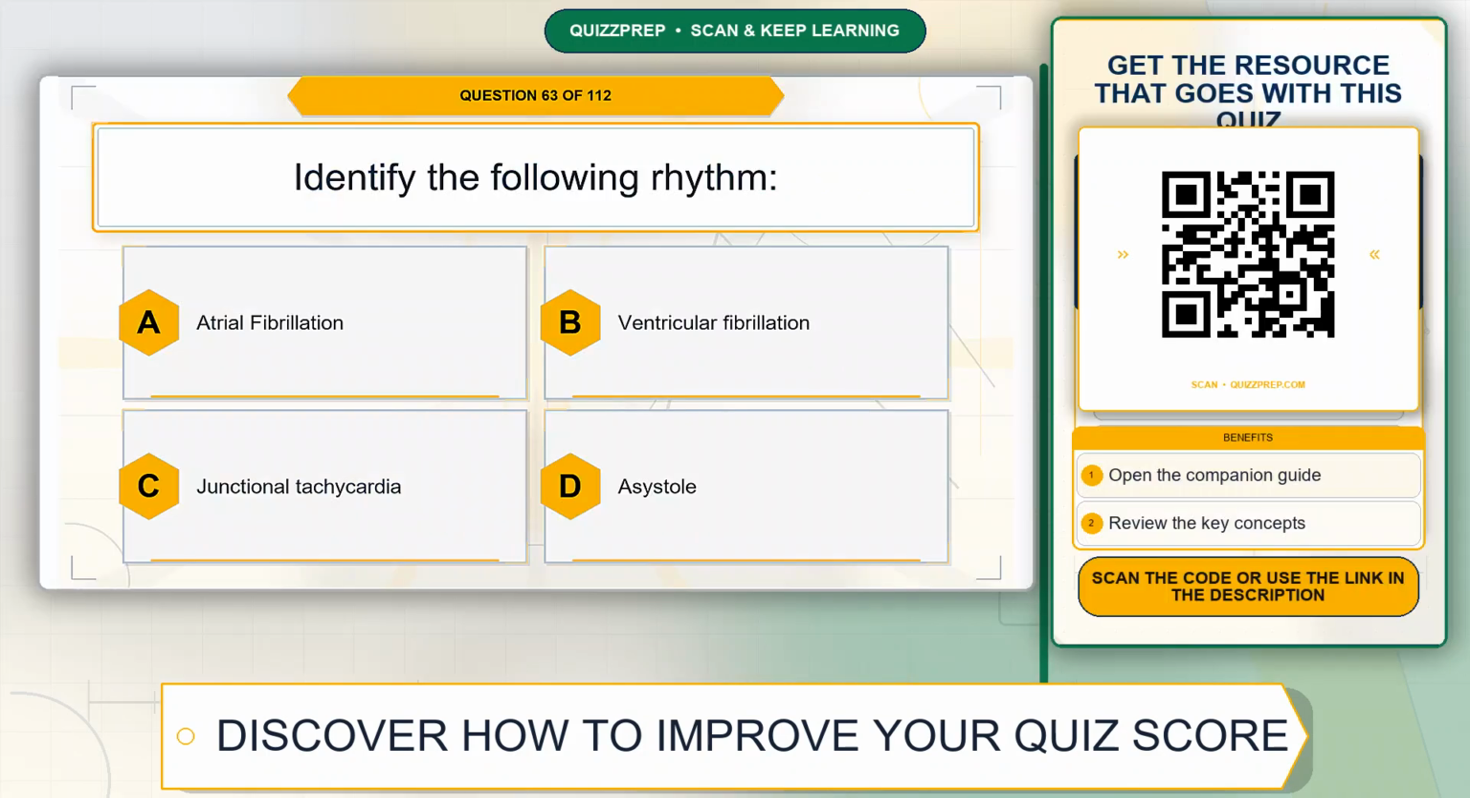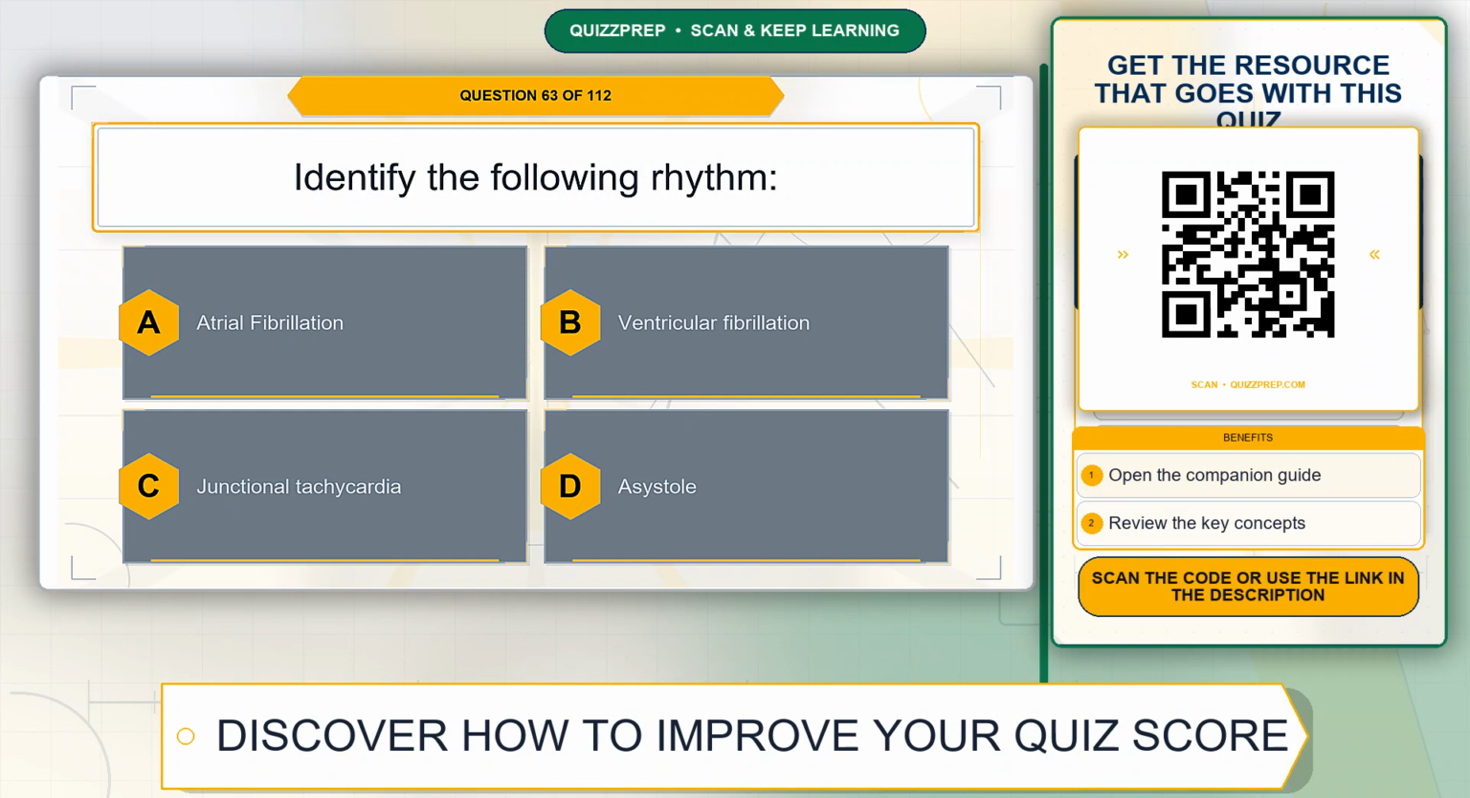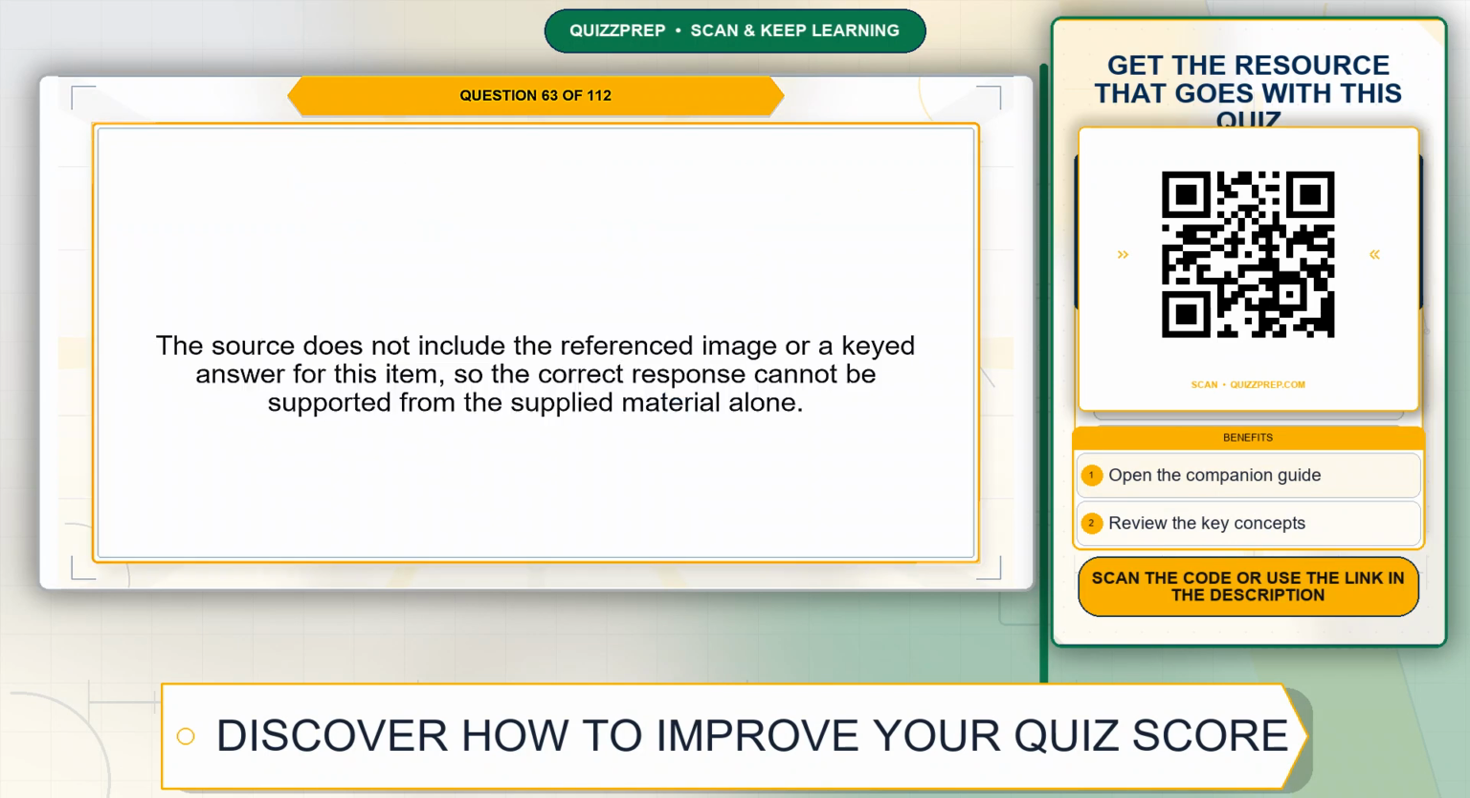Question 63. Identify the following rhythm. Option A, atrial fibrillation. Option B, ventricular fibrillation. Option C, junctional tachycardia. Option D, asystole. The correct answer is not shown. Explanation. The source does not include the referenced image or a keyed answer for this item, so the correct response cannot be supported from the supplied material alone.